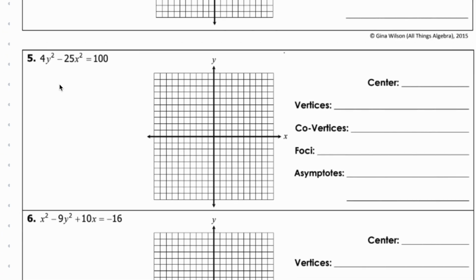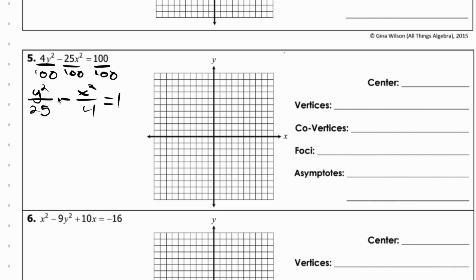Okay, in this case, we're not given our equation in standard form, so we have to do it ourselves. Remember that equations for hyperbolas always equal 1. So we need to divide everything by 100 so that it equals 1. And this is going to create y squared over 25 minus x squared over 4, and it's all going to be equal to 1.